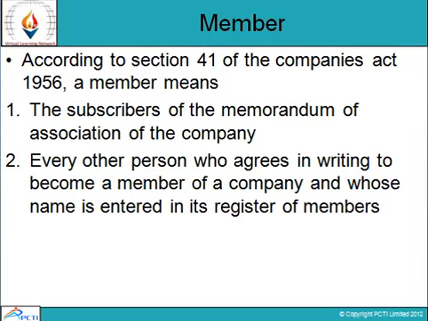A person who puts his signature on the memorandum as a subscriber becomes a member before any shares are allotted to him. In other cases, a written application for the allotment of shares is necessary before the name of the person can be entered as a member in the register of members. The real test of membership is whether the name of a person appears on the company's register of members. If his name appears on the register of members, then only can he be treated as a member of the company, otherwise not.